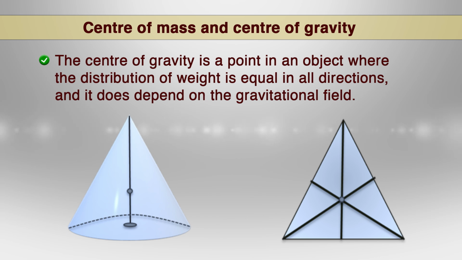The center of gravity is a point in an object where the distribution of weight is equal in all directions and it does depend on the gravitational field. The center of gravity affects the stability of objects. The lower the center of gravity G is, the more stable the object. The higher it is, the more likely the object is to topple over if it is pushed. For ordinary bodies, the center of mass and the center of gravity coincide with each other. However, for larger bodies, they may not coincide.